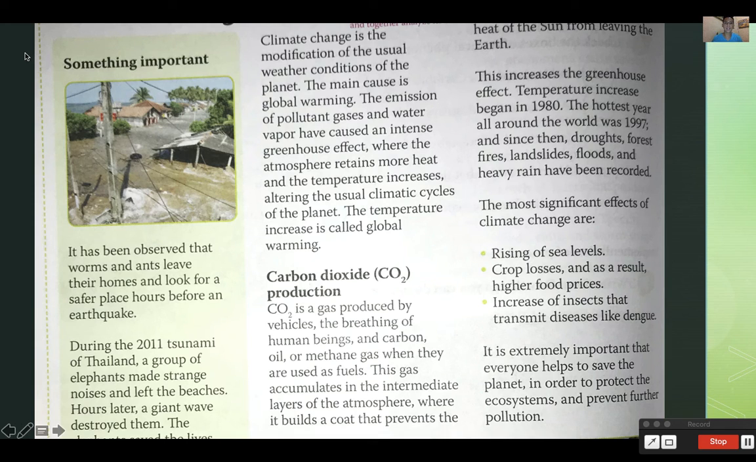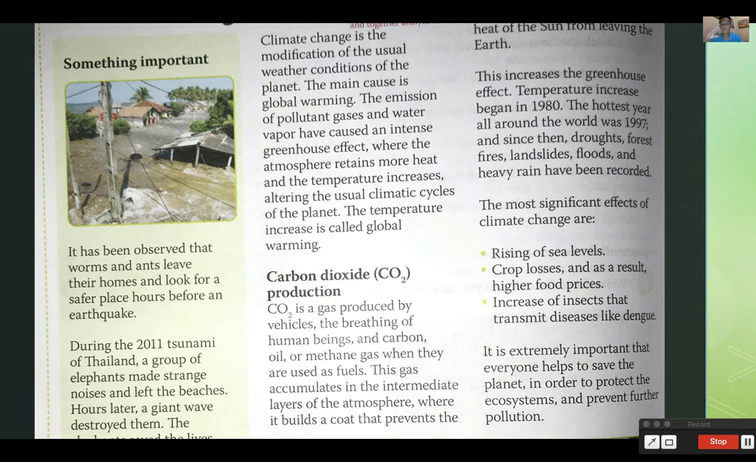So climate change is the modification of the usual weather condition of the planet. And you see over here, climate change is the modification. Modification is switch, modificación, cambio, right, of the usual weather condition of the planet. The main cause is global warming. One of the most important causes of climate change is global warming.